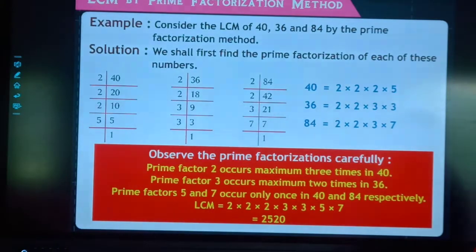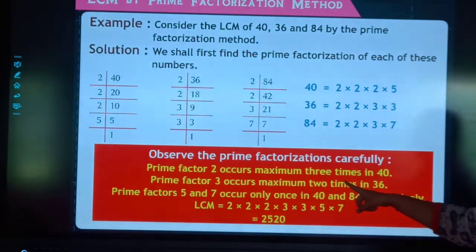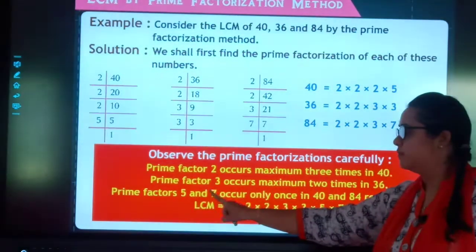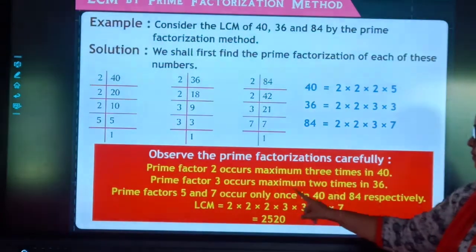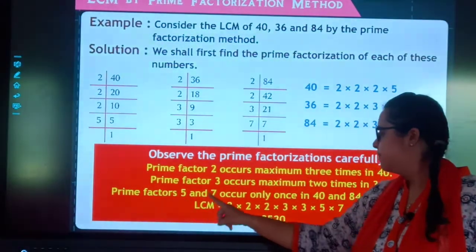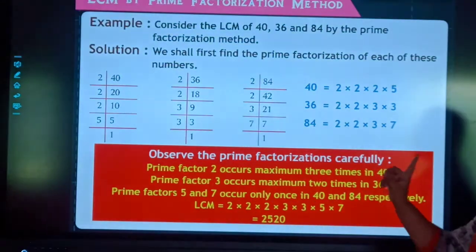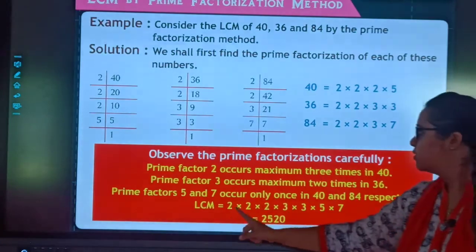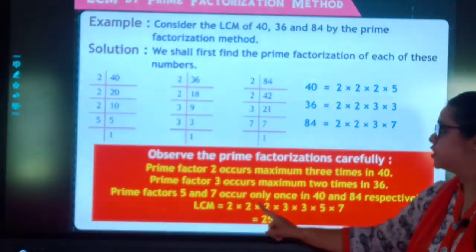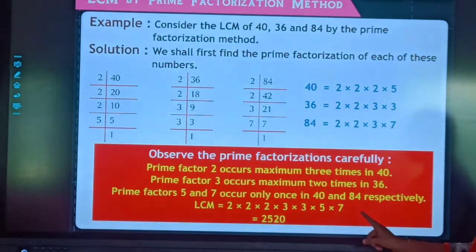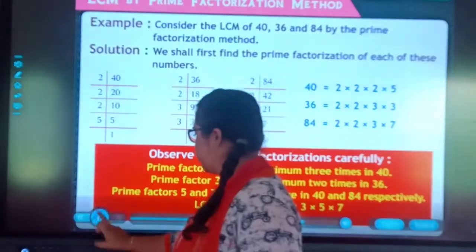Observe the prime factorizations carefully. Prime factor 2 occurs maximum 3 times in 40. Prime factor 3 occurs maximum 2 times in 36. Prime factors 5 and 7 occur only once in 40 and 84 respectively. LCM is equal to 2 into 2 into 2 into 3 into 3 into 5 into 7 is equal to.